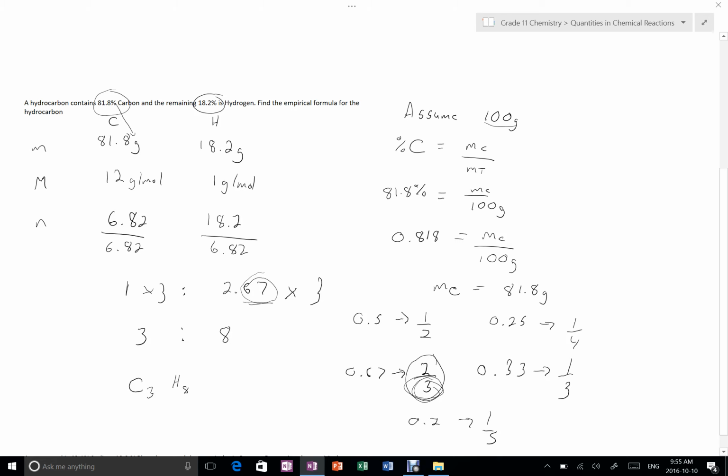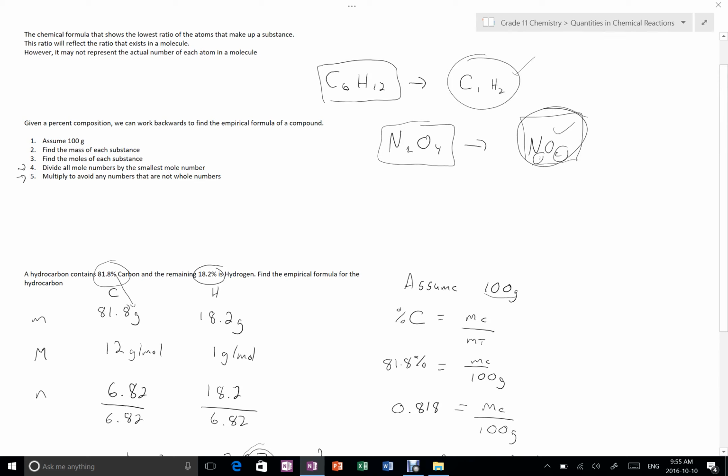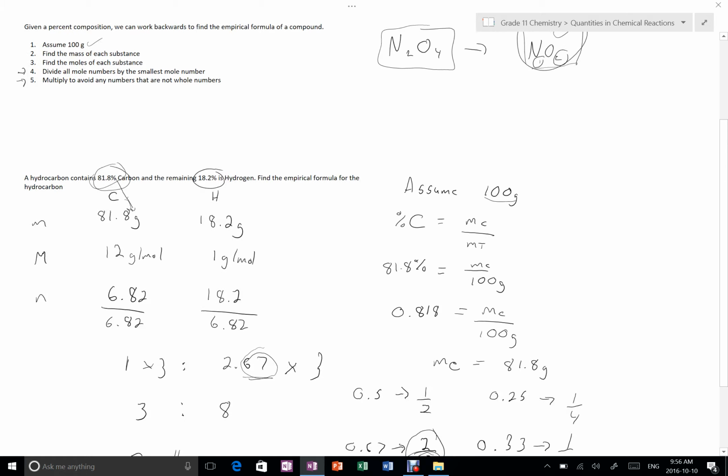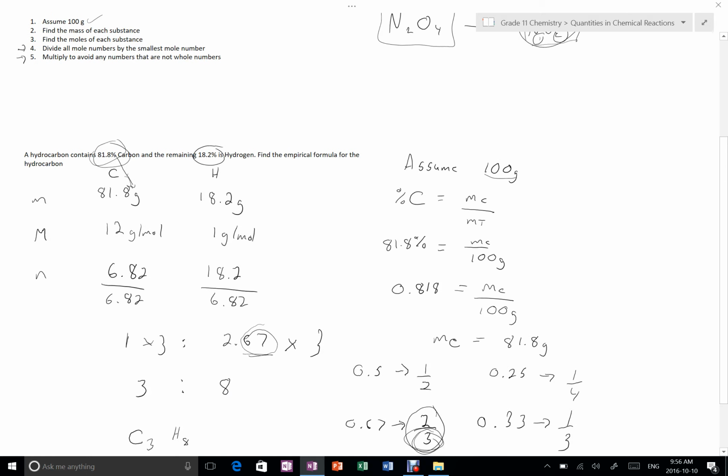So let's run through the steps again and try and discuss why we did each thing. Assume 100 grams. That's just so we can convert our percentages to grams. Find the mass of each substance, so that's what we did. Find the moles of each substance. So that's the mass, but remember the particles of these substances don't weigh the same things, and we want to compare particles to particles. So we have to divide by how much each particle weighs so we can get moles, or really what we have here is the number of particles, right?